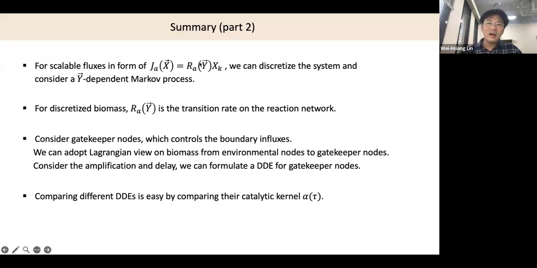So the summary: we study a flux generalized from linear flux to this scalable flux. The prefactor depends on y, only on relative fractions, and it is proportional to the upstream node xk. In this kind of flux, the Markov transition rate will be R of y, depending on the system state. But in the long term, we were able to construct a DDE and get a time-independent kernel.